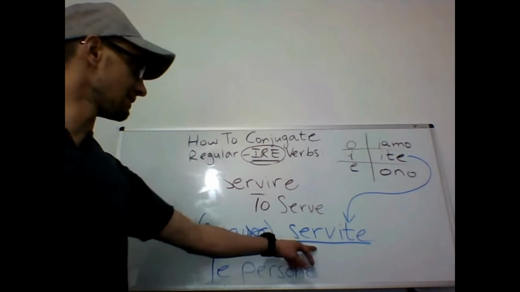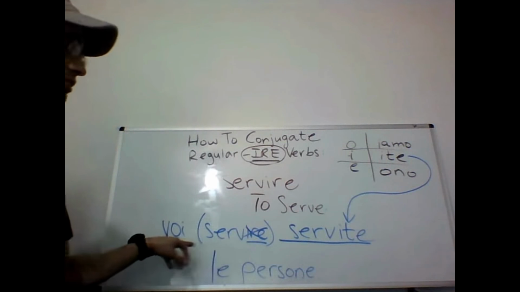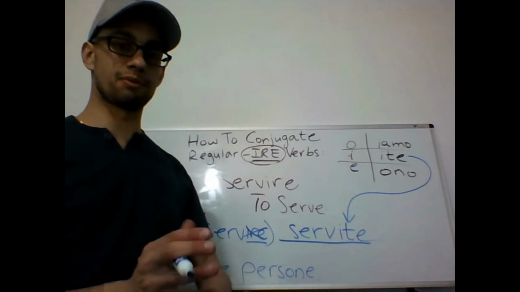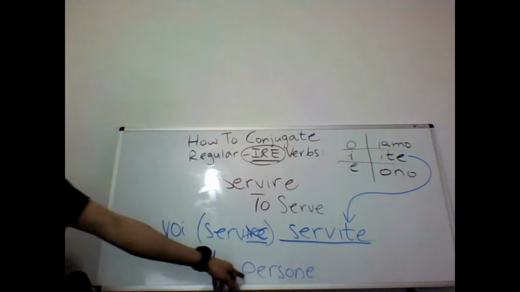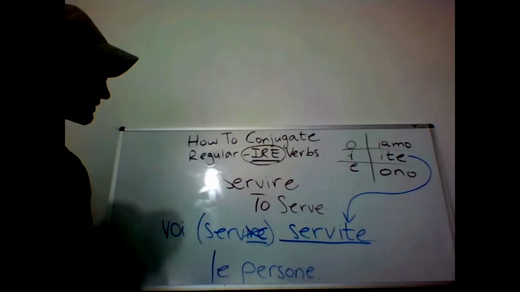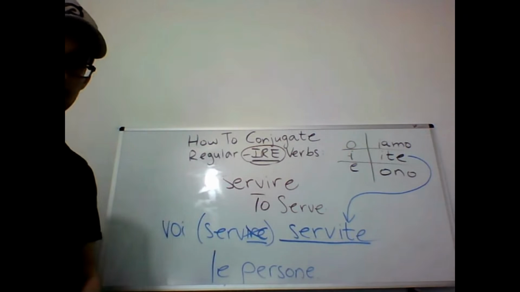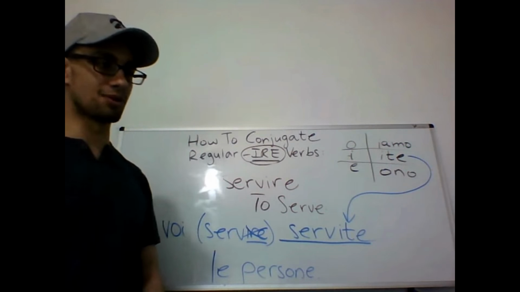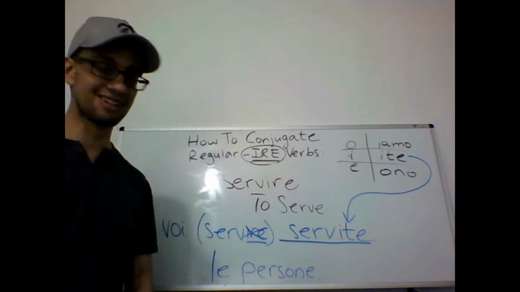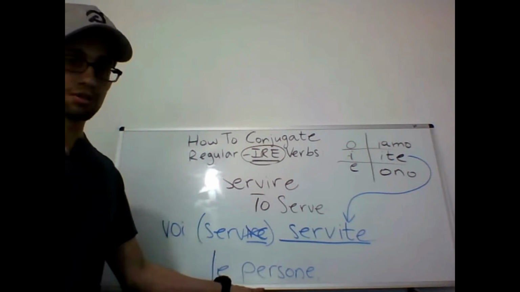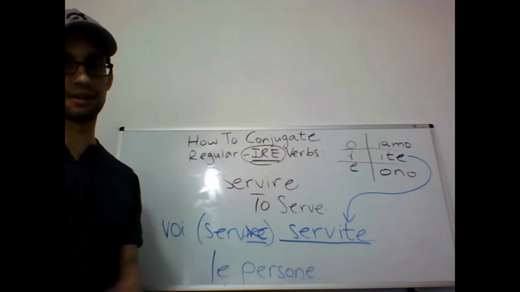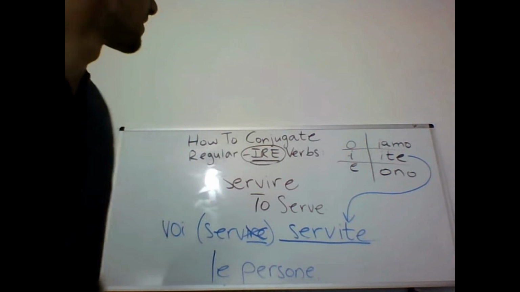Voi servite le persone. You all, well, it's like a group of people that you all serve the people or the persons. Literally, that's what it translates to, the persons. But we don't go around saying the persons. We say the people. But this is interchangeable. You could use it either way. Either way, it's correct. It's not incorrect.